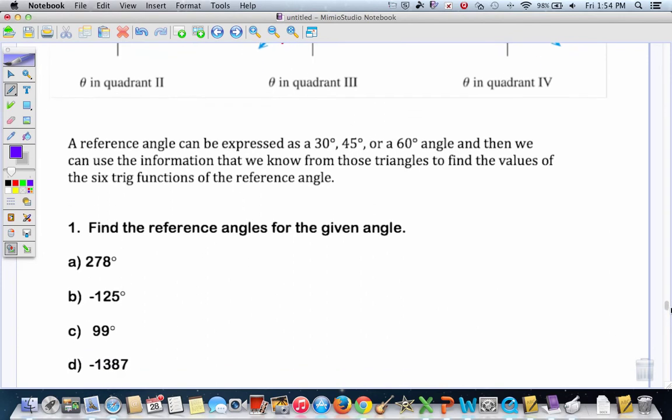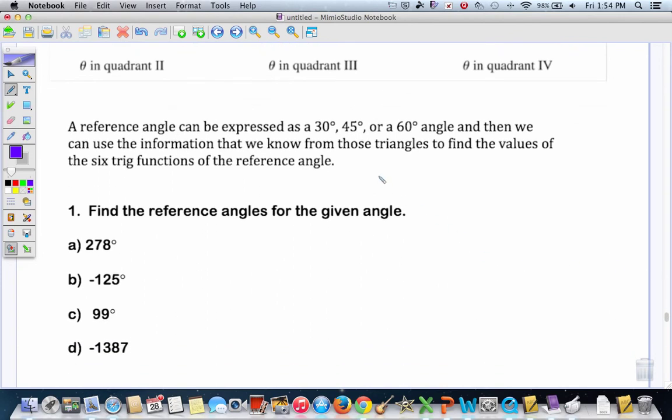So now, based on the triangles we looked at in section 1, we know the ratio of the sides for a 30, 60, 90 triangle and a 45, 45, 90 triangle. And we can use those to find our 6 trig functions of any reference angle there on the coordinate plane that would be a multiple of 30, 45, or 60. We'll have some practice here of reference angles.